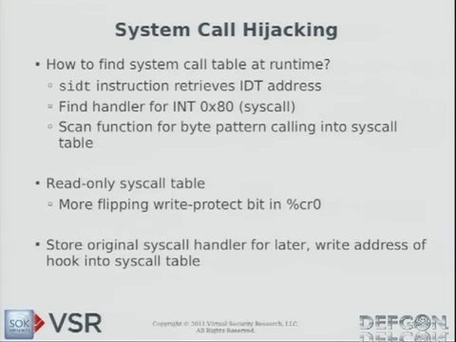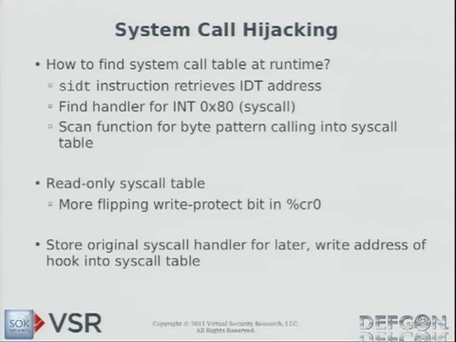I find the system call table at runtime by issuing an SIDT instruction, which is an x86 instruction that finds the base address of the interrupt descriptor table. And I just index into this table and pull out the handler for int 0x80, which is system call. So that's sort of the entry code for what happens when you make a system call. I scan this function for a byte pattern indicating it's making a call into another table, and this other table is the system call table. So you do that, now I know where the system call table is. And the system call table is just sort of like a table of essentially function pointers that represent handlers for what happens when you make a system call, like close or open, et cetera.